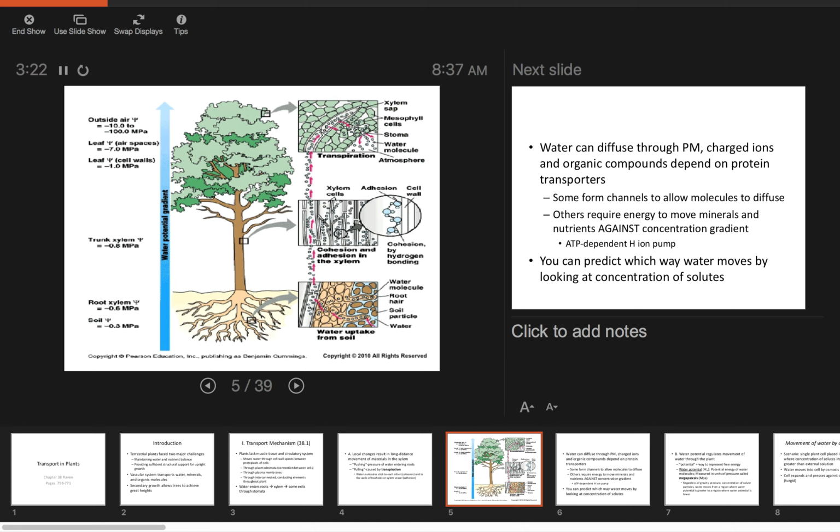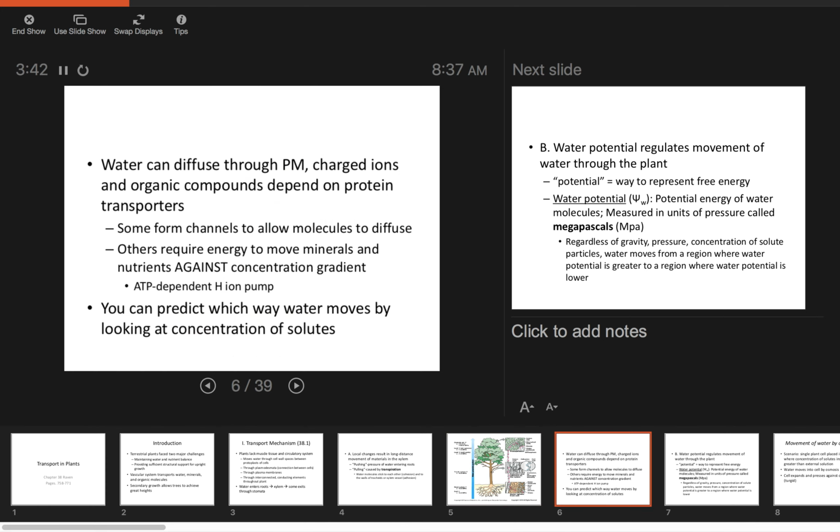I also like this slide because it shows the water potential gradient. Remember, water has to move from high concentrations to low concentrations, so they filtered in dark blue from high to low. So water will be moving up here. We'll talk a little bit about the mechanisms of changing the water concentration so that water just continues to flow upward. Water can diffuse through the plasma membrane, but it does depend on charged ions and organic compounds. Some form channels to allow molecules to diffuse, moving from high concentrations to low.